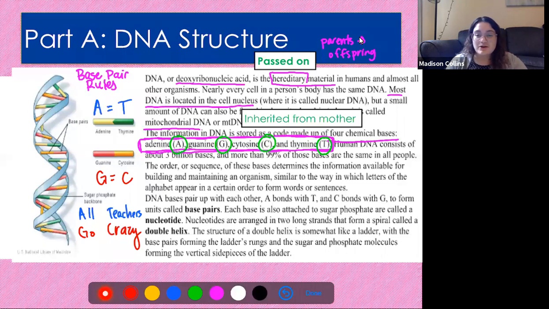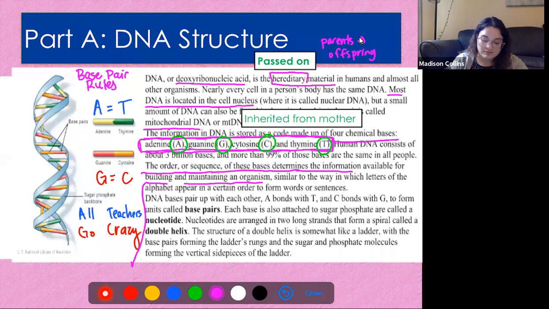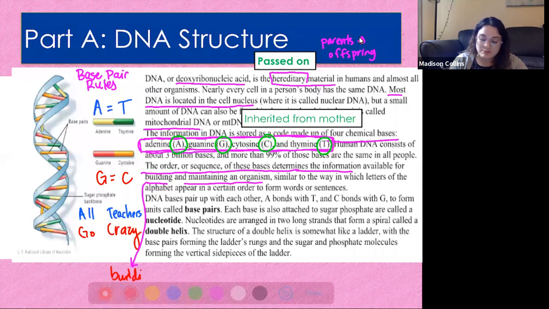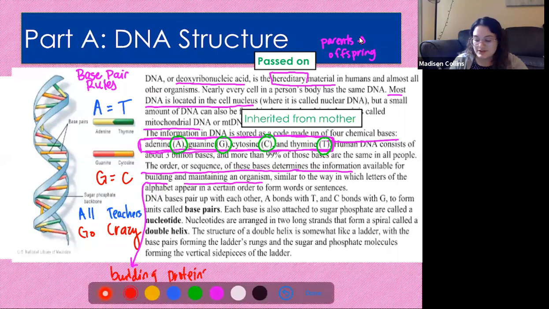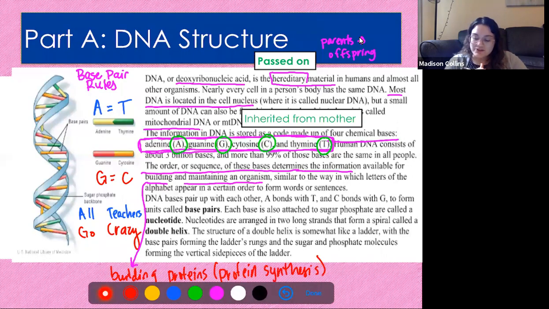So human DNA consists of about 3 billion bases, and more than 99% of those bases are the same in all people. The order or sequence of these bases determines the information available for building and maintaining an organism. And when we talk about building and maintaining an organism, we're actually talking about building proteins, which is a process known as protein synthesis. We'll be talking more about that tomorrow. This happens similar to the way in which letters of the alphabet appear in a certain order to form words or sentences.